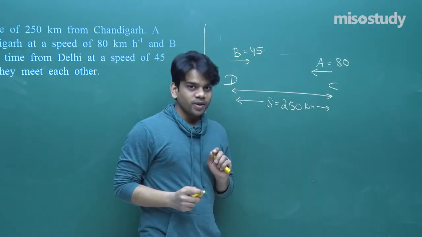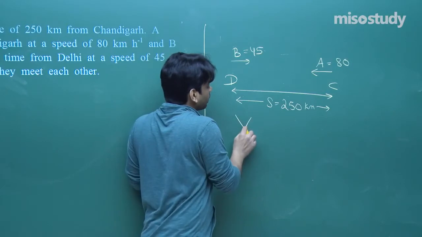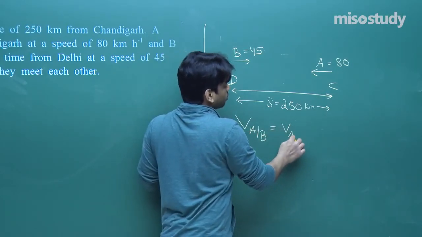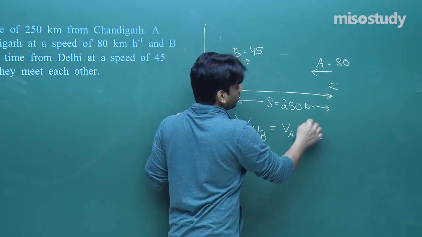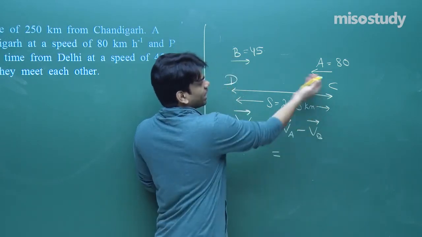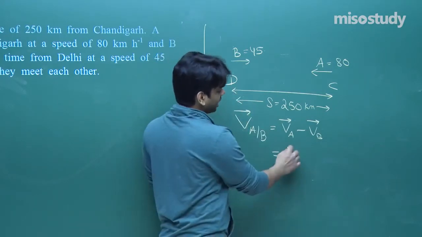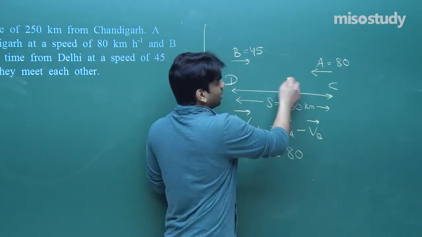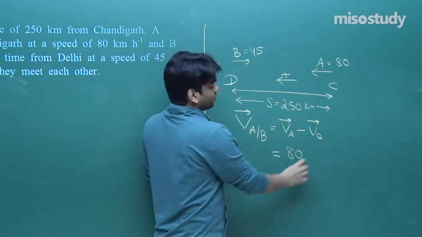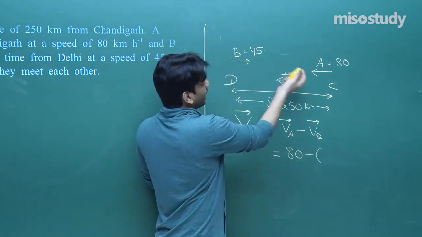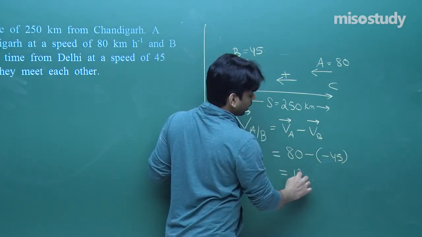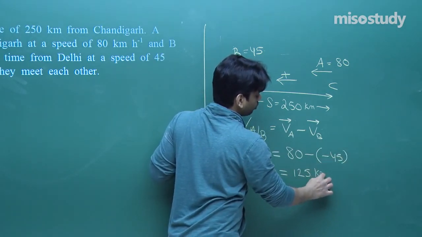Separation we know. If we evaluate velocity of A with respect to B, this will be velocity of A minus velocity of B vectorially. Let me take the left hand side as positive, so automatically the right hand side will be negative. So minus VB will actually be minus 45. So this will come out to be 125 km per hour.